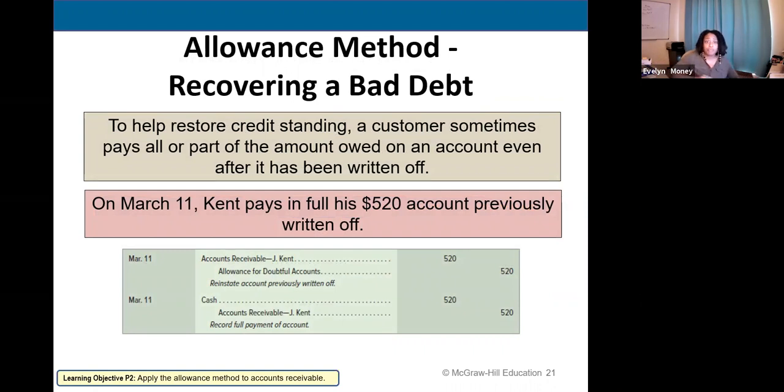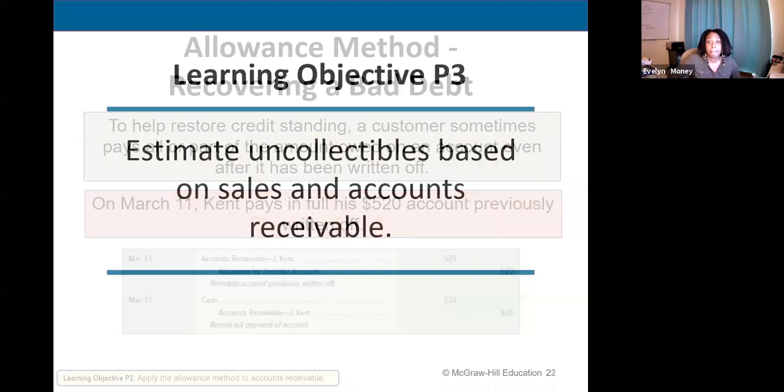Now this works the same way when a customer pays me later on because they don't want to take the hit to their credit report. So even though I wrote off the account, they may still want to pay it. And in that situation, I reverse the entry that I did before when I wrote off the account. So I debit accounts receivable and credit the allowance account. And then I debit cash and credit the receivable to take the accounts receivable right back off the books.